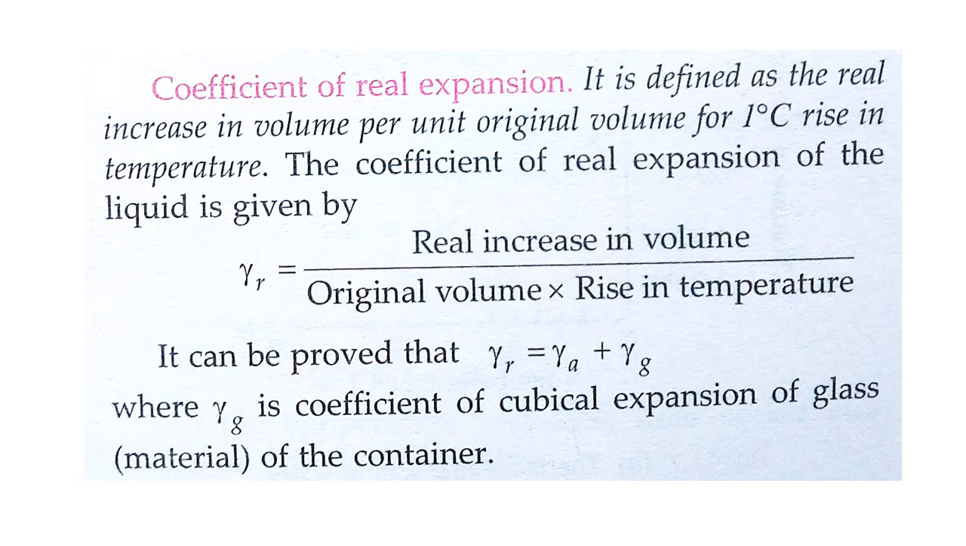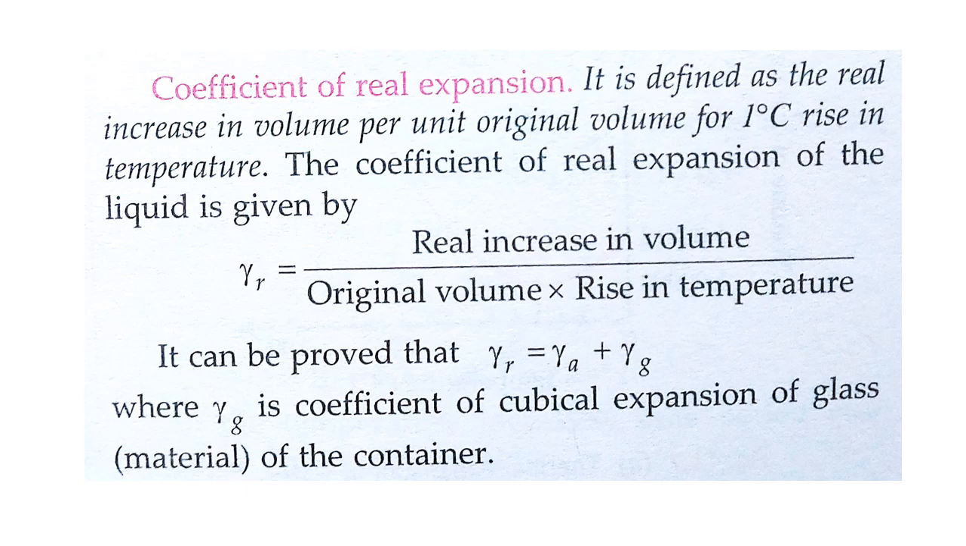Coefficient of real expansion is the real increase in volume per unit original volume for 1 degree Celsius rise in temperature. Mathematically, coefficient of real expansion is denoted by gamma with a subscript R, that denotes the real expansion, equals real increase in volume divided by original volume into rise in temperature. And this gamma R is equal to gamma A plus gamma G.